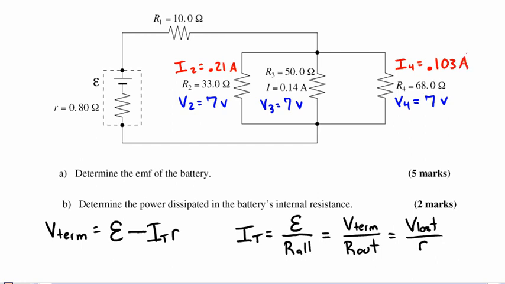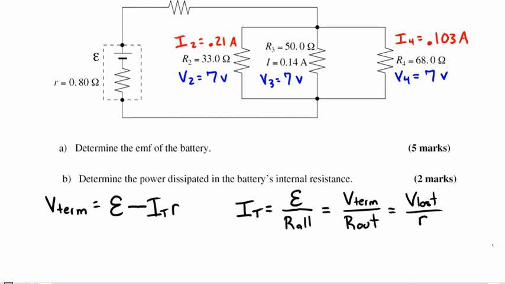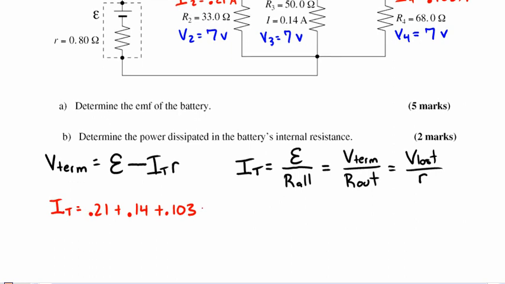Okay, at this point, one technique that you could use is a junction law. You can say, hey, look, all those currents came through that junction. They must have been all traveling along the main wire before they split up, and we can figure out what our total current is on that main wire. So IT is equal to 0.21 plus 0.14 plus 0.103. And when I put all of that together, I found that the total current coming out of the battery was 0.453 amps.